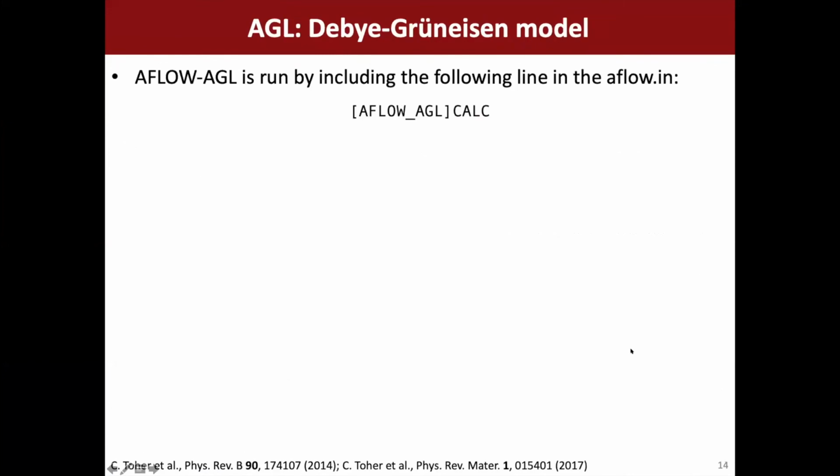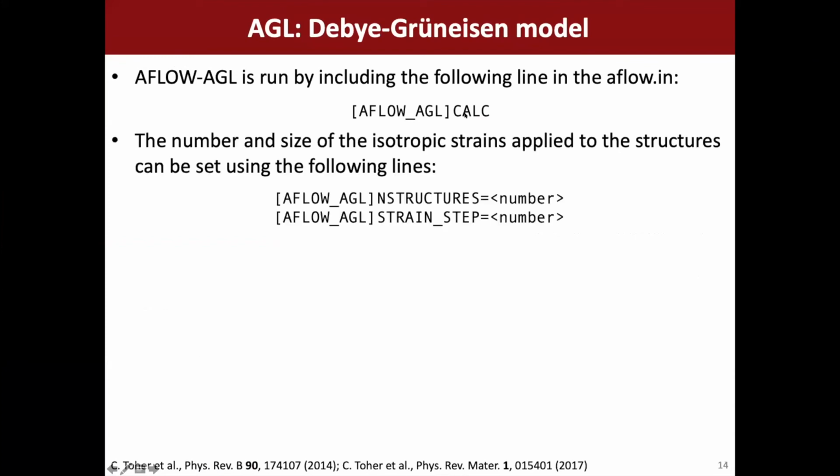Again, its method is quite similar to AEL in terms of what you actually have to do. You have, again, this AGL calc line. If you uncomment this line, then it will run an AGL calculation. You can also control the number of different size volumes that you can do. You can change the strain step size. So again, you can either change these in the AFLOW.in file for a particular calculation, or if you want to change the default values, you can edit your AFLOW-RC file.